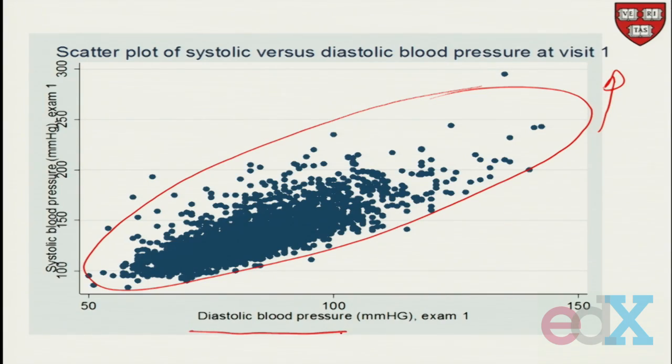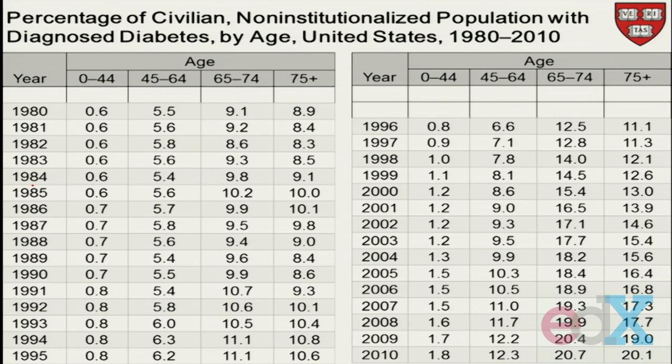So what this says to us is that a high diastolic blood pressure goes hand in hand typically with a high systolic blood pressure. So this is called a scatter plot. And you're going to see scatter plots over and over and over again because they are very useful. Now, another plot is the line plot.